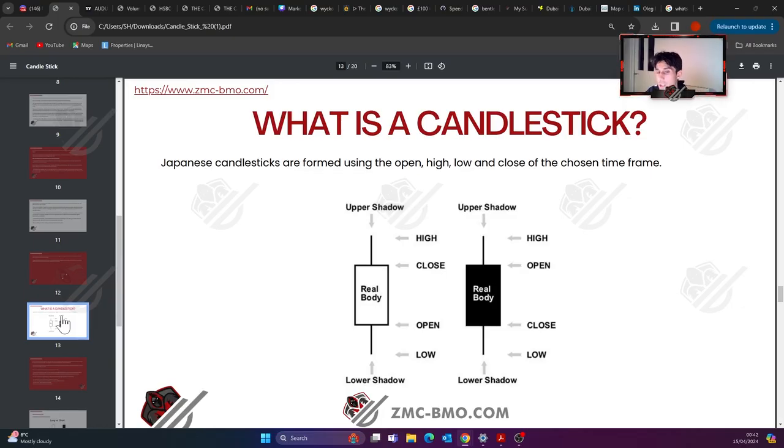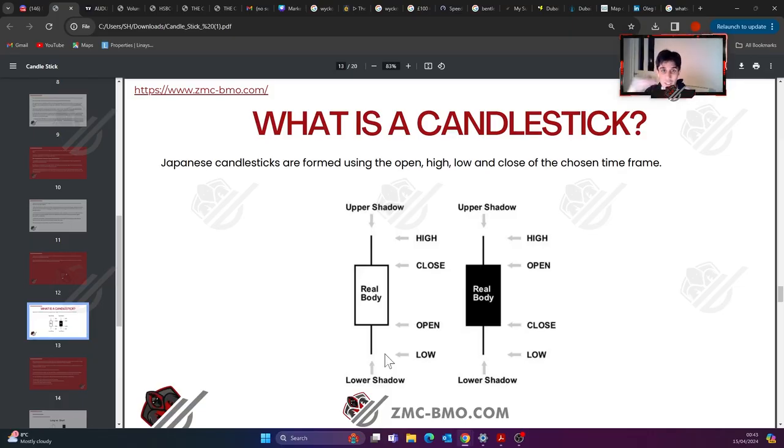So what is a candlestick, right? Japanese candlesticks are formed using the high, low, and the close of the chosen time frame. So whether you are on the daily, 4 hours, 1 hour, 5 minutes, etc. Now, here we have the actual body, lower shadow, upper shadow, high. The high represents the wick. Price will open here. This will be the close. That's the high that was made that day, and this is the low.